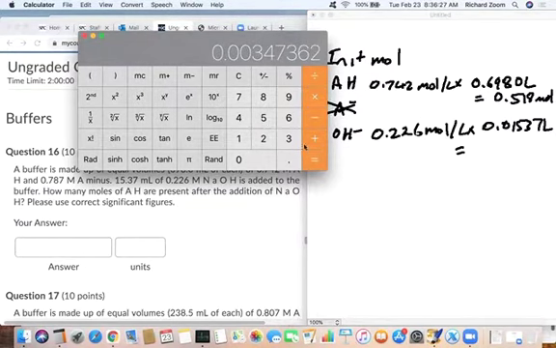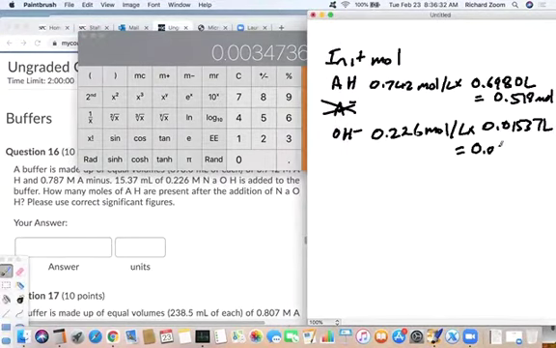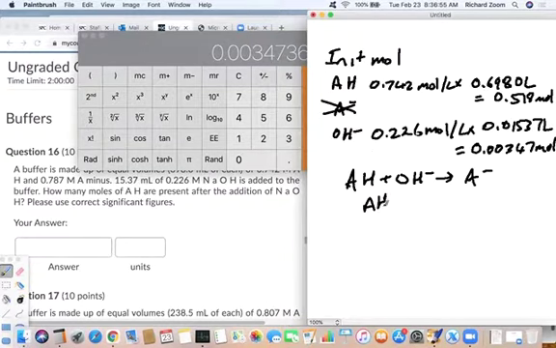And that's 0.00347. Now, because we're looking at AH, it's going to be AH plus OH minus gives A minus. So we're expecting the AH will go down and the A minus will end up going up. Now, what we're looking for though is the AH. So the result would be the final or reaction moles of AH.